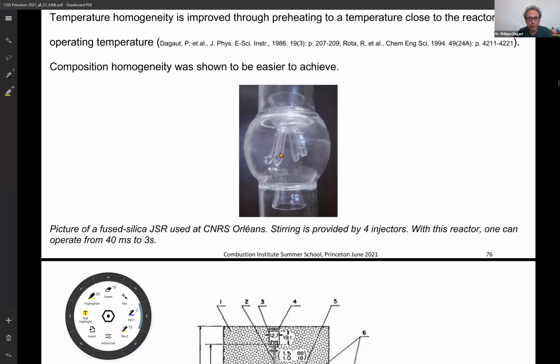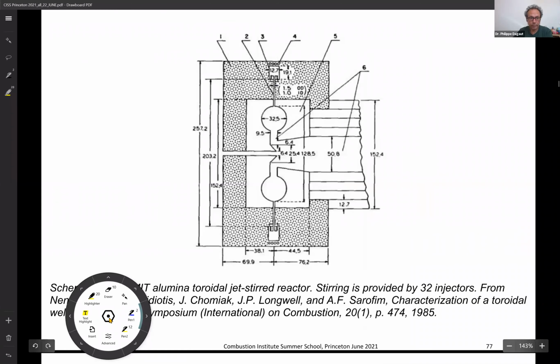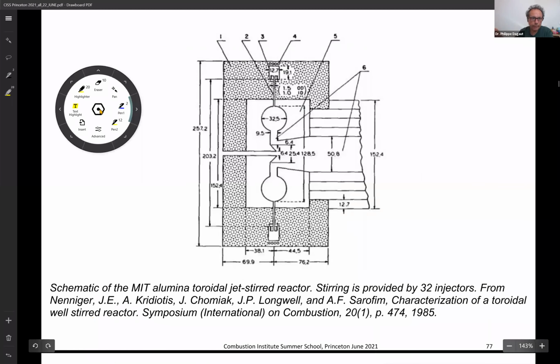So this reactor has 4 injectors with opposite direction of the jets, one to the other. So this one goes down, this one goes up, this one goes to the left, and the one behind goes to the right. This is a different design from MIT.